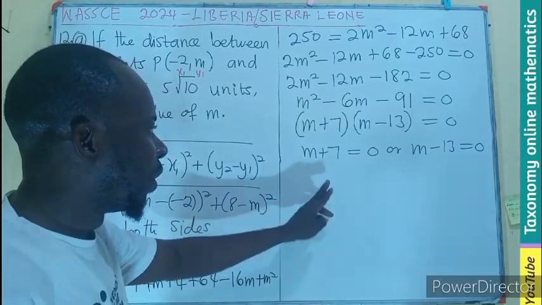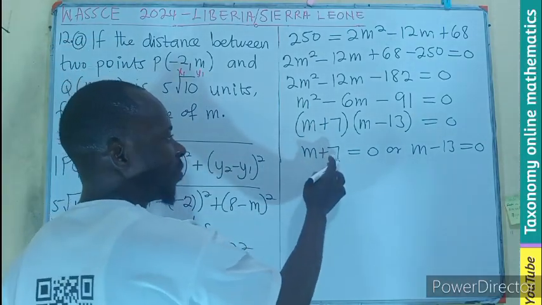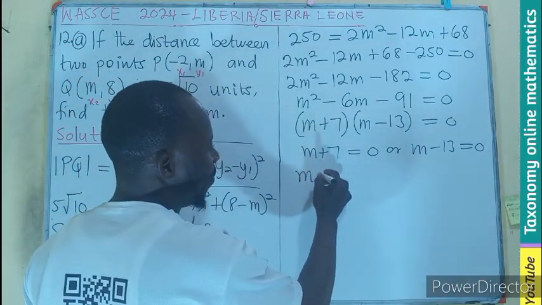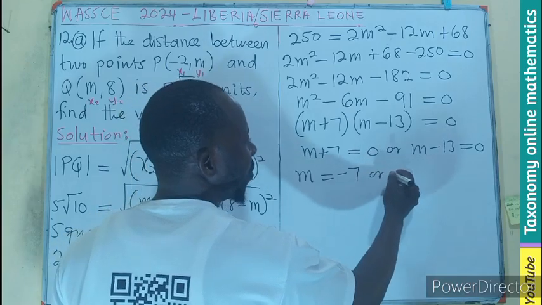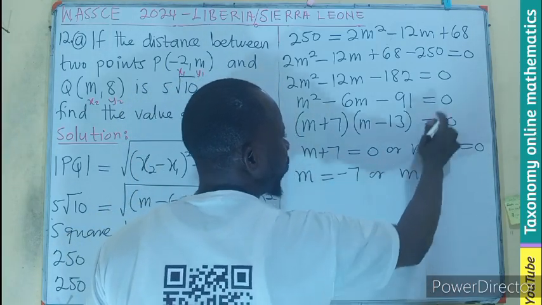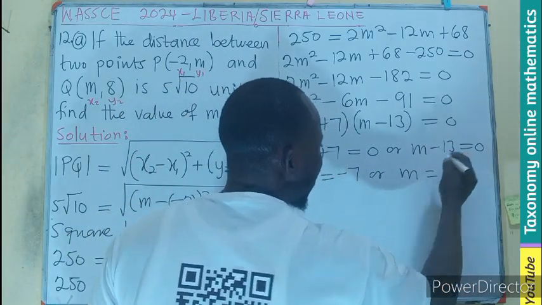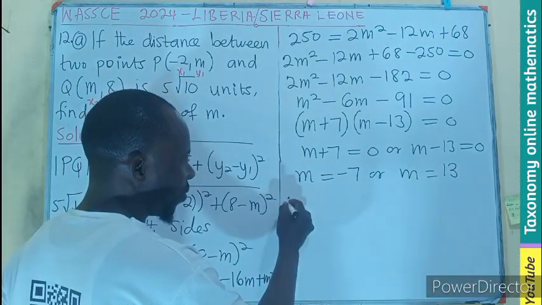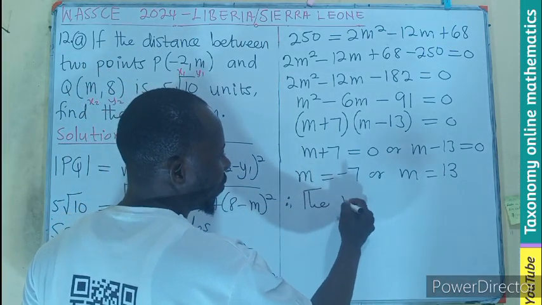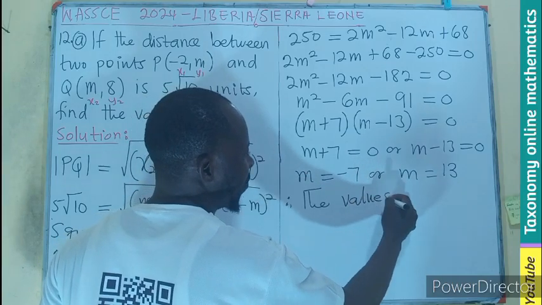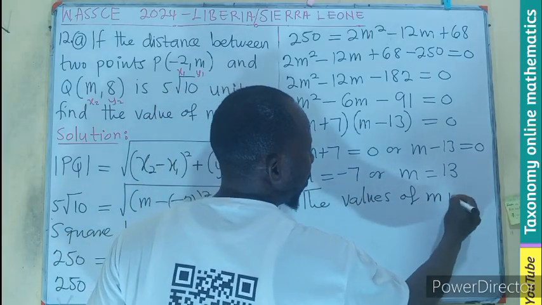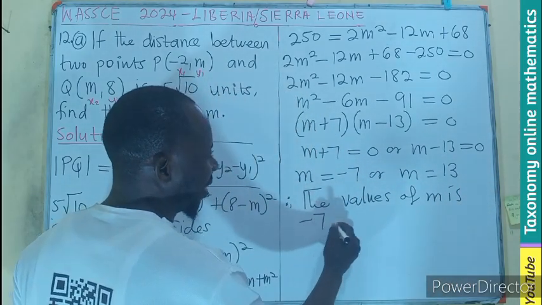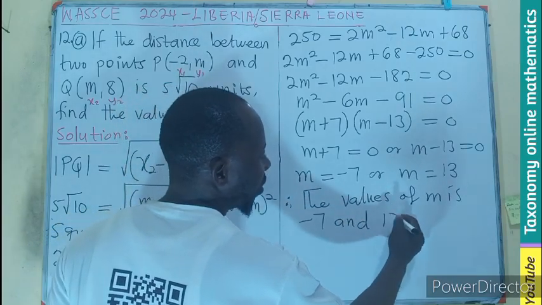What do you think will happen? When we transpose the 7 here, m becomes negative 7, or if you transpose this, it becomes 13. So now we have this. Therefore, the values of m are going to be minus 7 and 13.